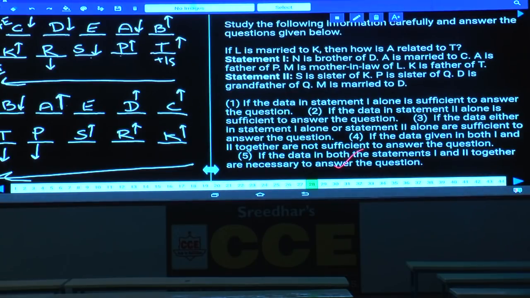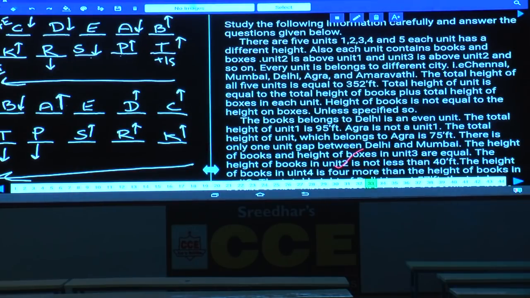And this is about question numbers 23 to 27. The next one is 28 to 32. Yes, 33 to 37. And the next puzzle is 33 to 37. Tell me, in this 33 to 37, what is the information given here? Now question numbers 33 to 37.